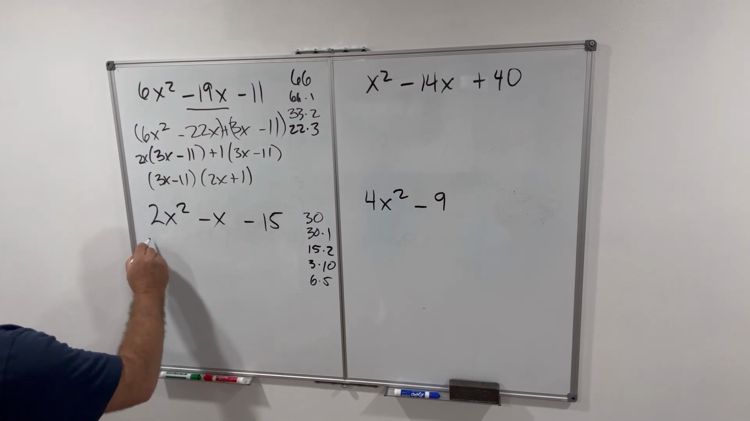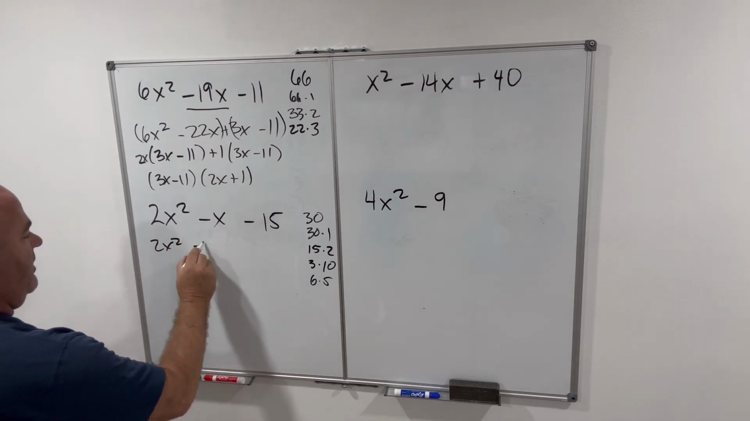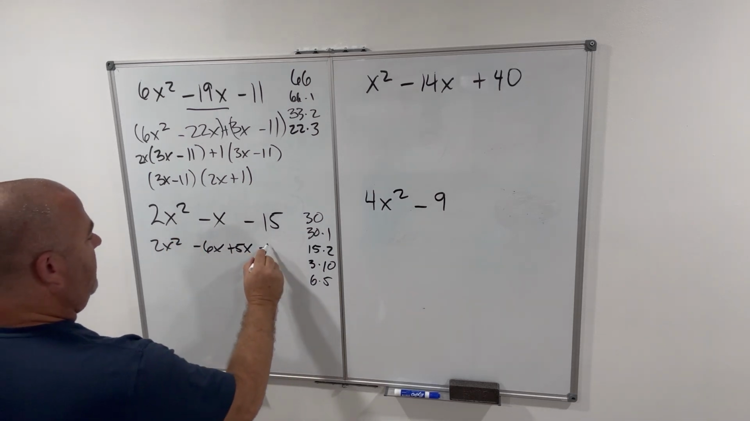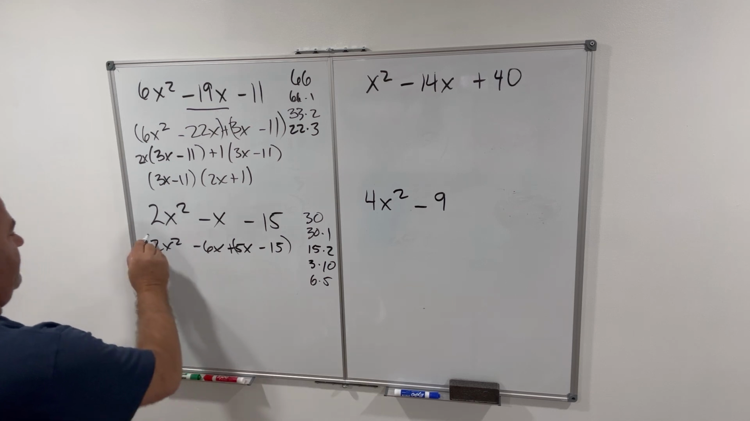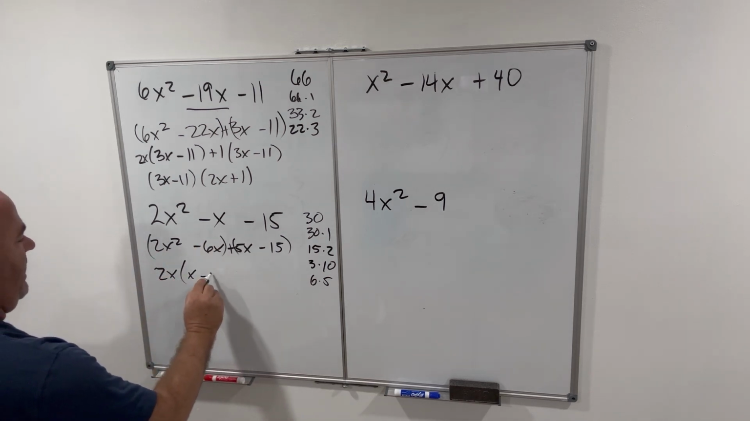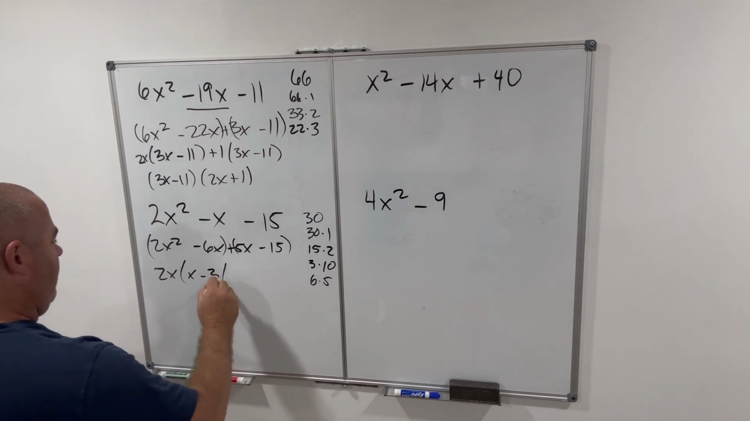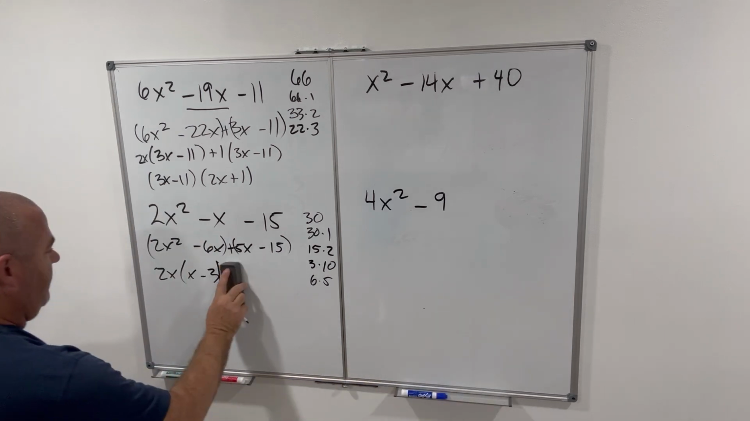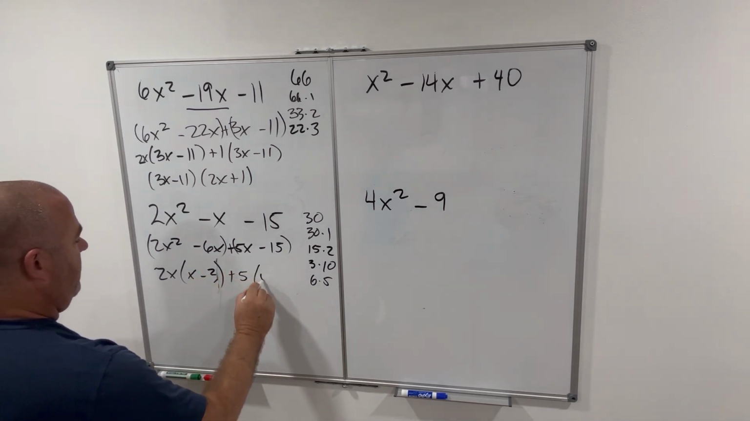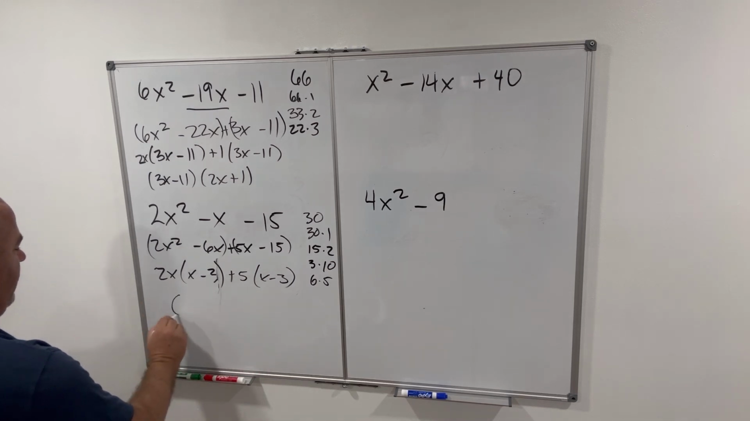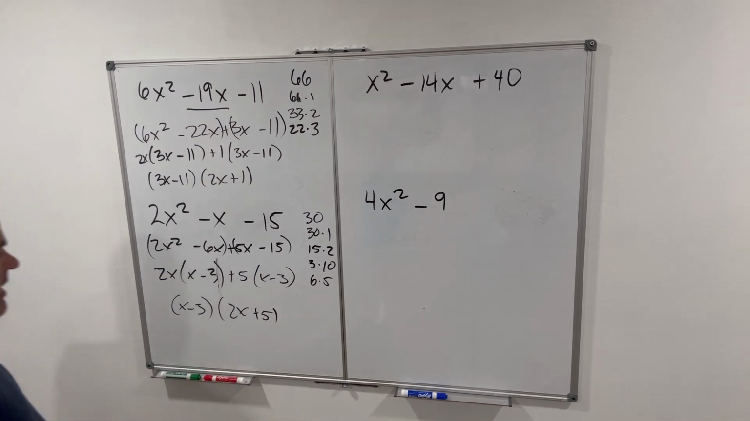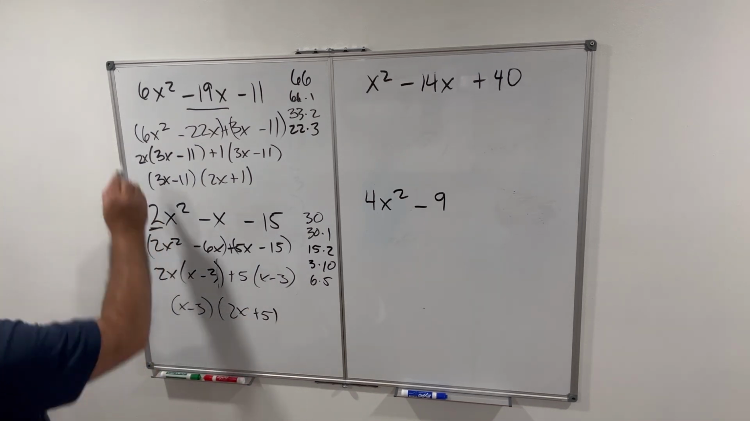So we're going to rewrite that middle term. Again, 2x squared minus 6x plus 5x, and that's going to give us our negative 1x, minus 15, and then we can group. In this case, we're going to pull out a 2x, and we're left with x minus 3. Here we're going to pull out a 5, and we're left with x minus 3. And now we can pull out our x minus 3. And we're left with 2x plus 5. Now, that's how you do it when we've got leading coefficients that are not 1.